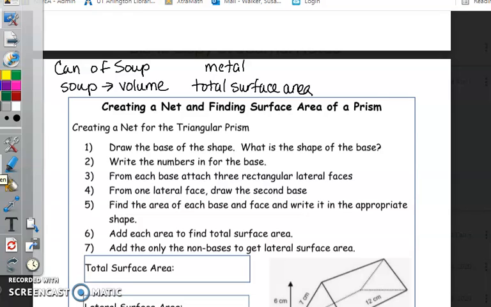Then we have the label on the soup can. And if you remember where a label goes, it goes around, but it doesn't cover the top or bottom. And we call that lateral, L-A-T-E-R-A-L, lateral surface area. I'm going to put S-A for abbreviation. So total surface area, lateral surface area. Remember L as in label, lateral, so it goes around. So you don't count the bases.